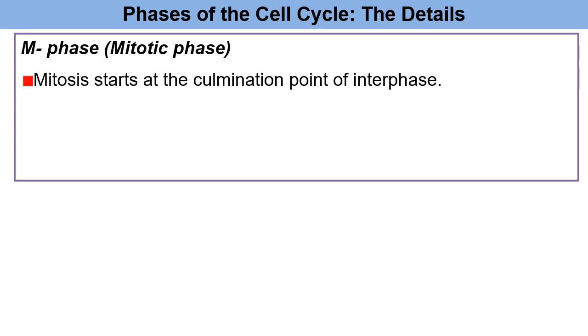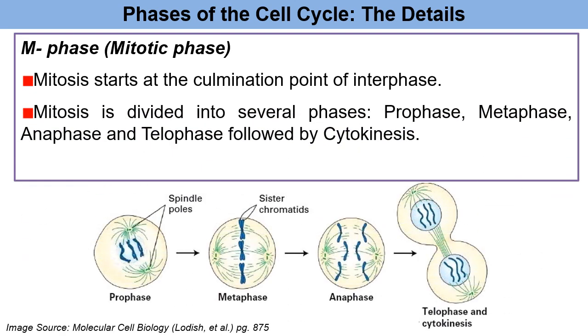Mitosis starts at the culmination point of the non-dividing phase of the cell cycle, that is the interphase. Cells that enter mitosis are required to have successfully copied their DNA and the rest of the content of the cell. Mitosis is divided into several phases. These are prophase, metaphase, anaphase and telophase, followed by cytokinesis. The different phases of mitosis and the significance of this particular cell division will be discussed in a separate presentation.